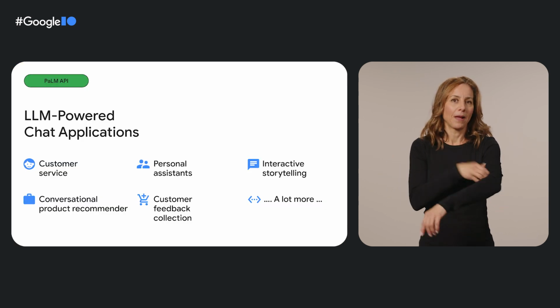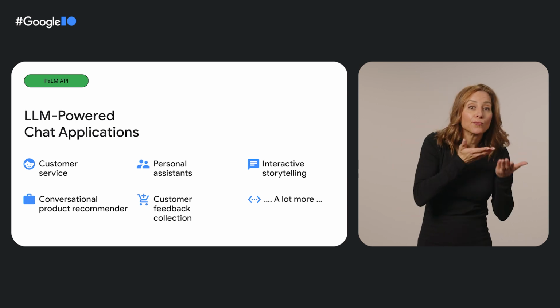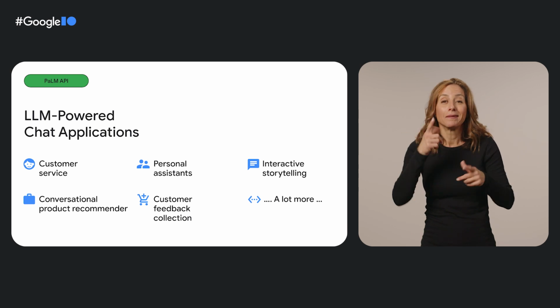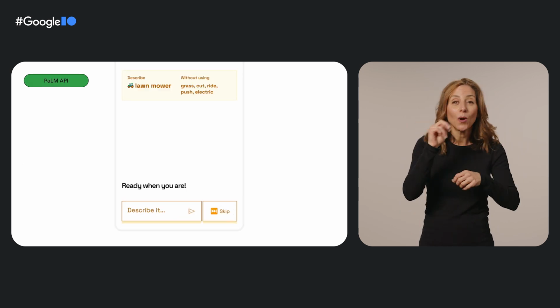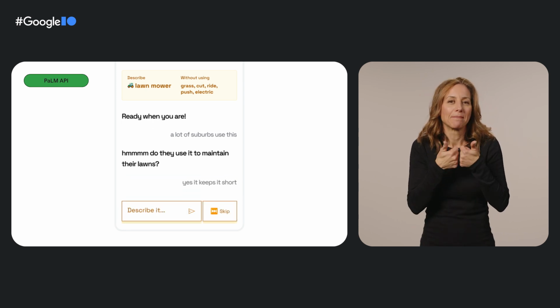from LLM-powered chatbot interfaces. Everything from customer service agents to personal assistants to product recommendations to interactive storytelling and a whole lot more. Or you can make a fun word game, like this one called Quick Prompt. It's a guessing game where I, the human player, have to get the model to guess my secret word.